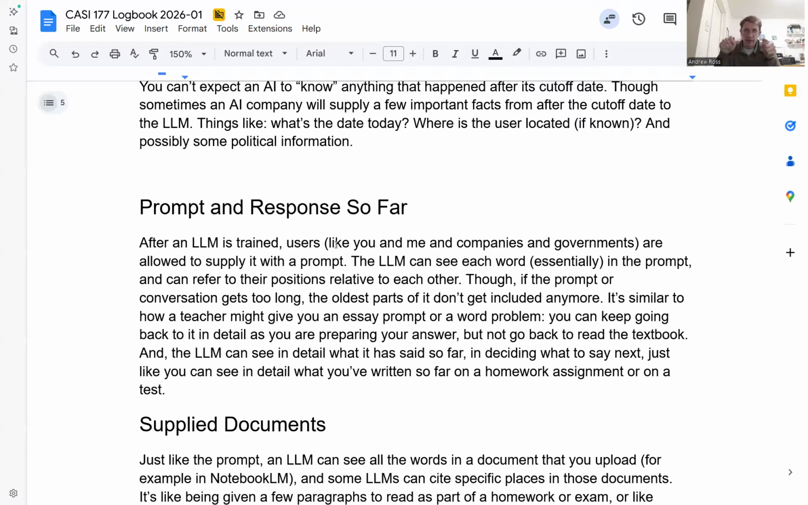Also, as you're writing things in response to the prompt, you can see what you've written. And so also for an LLM, it can see in detail what it has said so far to decide what it's going to say next. So that's what the LLM can see after training. It can see the prompt and the response so far.